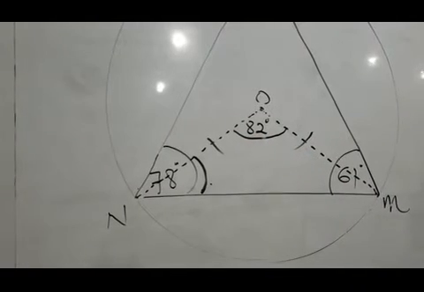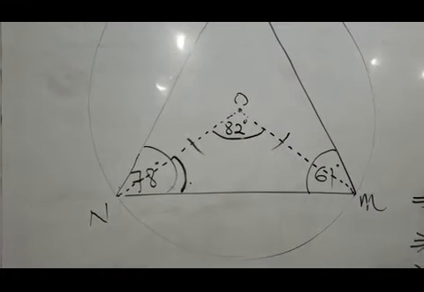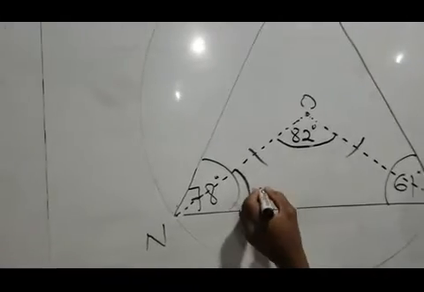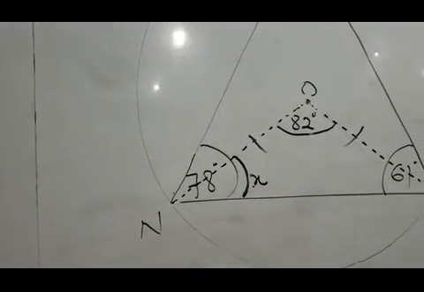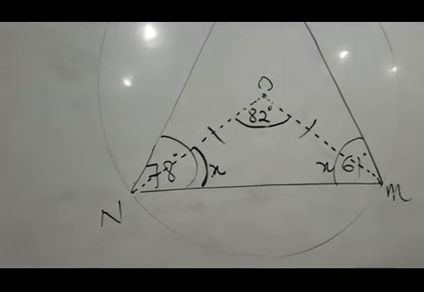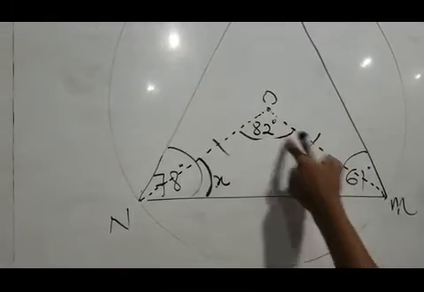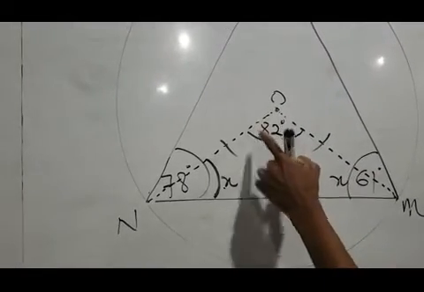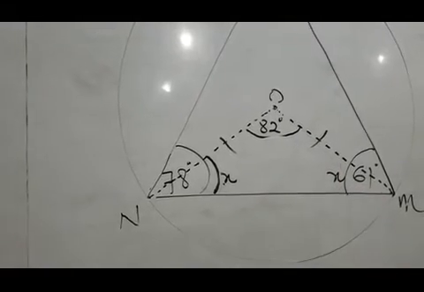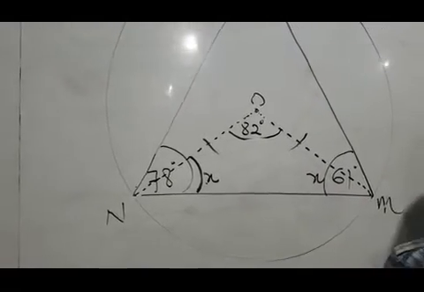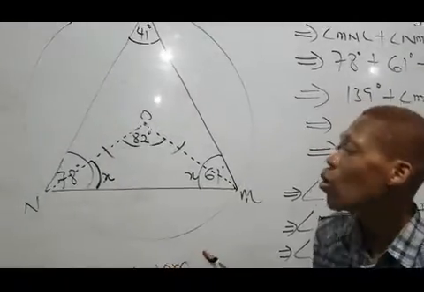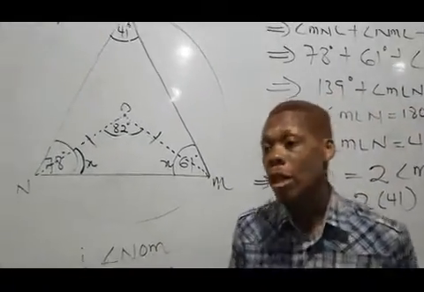So for isosceles triangles, we know that the base angles are equal. So if the base angles are equal, if I call this angle here X, then it means that this side will also be X. Now we know all the 3 angles of the triangle. This one is 82, this one is X, and this one is also X. The sum of angles in a triangle should give us 180 degrees. So we can use that to find the angle ONM. So let's follow.